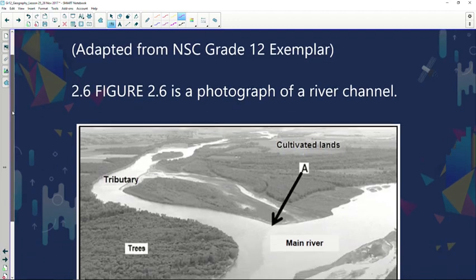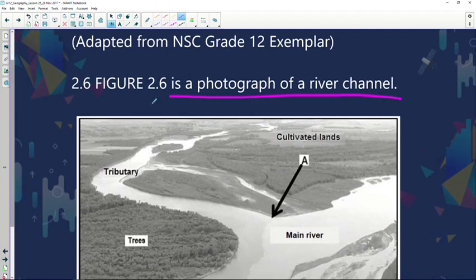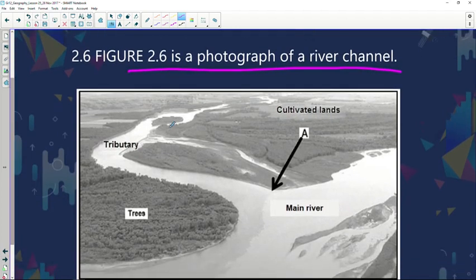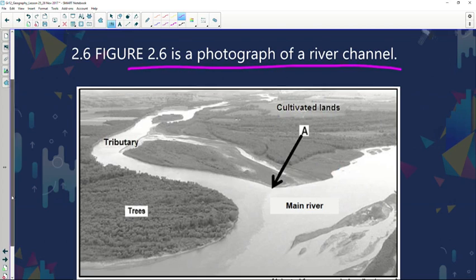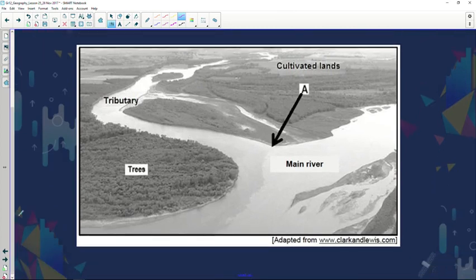Okay, if you look at 2.6, we have a photograph of a river channel over there. Now, if you look at the photo over there, I can see braided stream situated over there. The stream is meandering. As you can see, there's cultivated land in the floodplain and trees over there. So that's my first tip. That will definitely tell me this is also in the lower course of a river, because there's deposition taking place, as you can see with the braided stream situated over there, the small island that develops in the river channel. But let's quickly go and look at the questions.